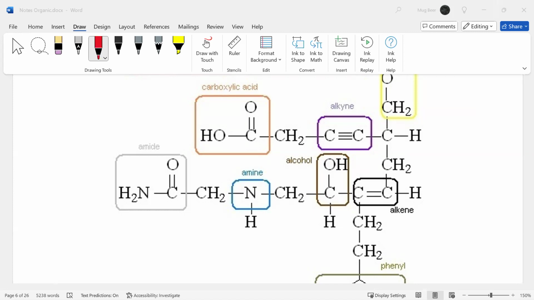What are the carbonyls? A carbon doubly bonded to an oxygen. So this is a carbonyl right here, and this is a carbonyl right here. The carbonyl itself isn't a functional group. The functional group is created based off of the position of a carbonyl group.